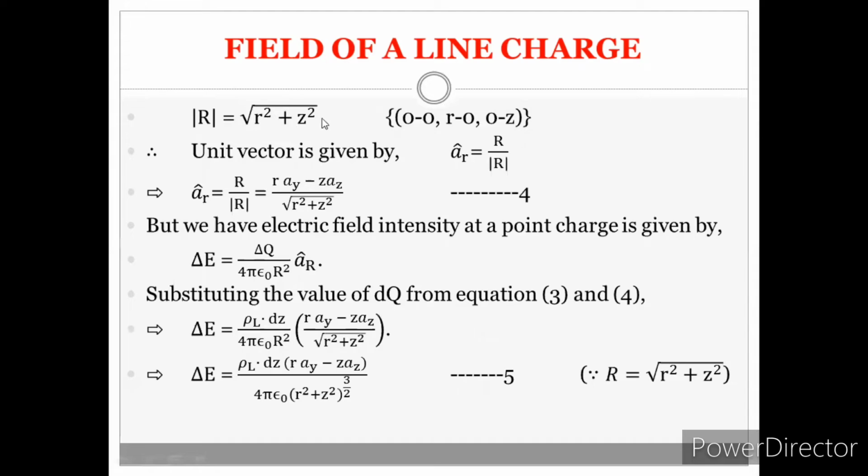Modulus of r, what is that? Taking the square root of the sum of squares, and the unit vector is given by r by modulus of r, so it is r ay minus z az divided by square root of r square plus z square. Okay, this is the unit vector formula.